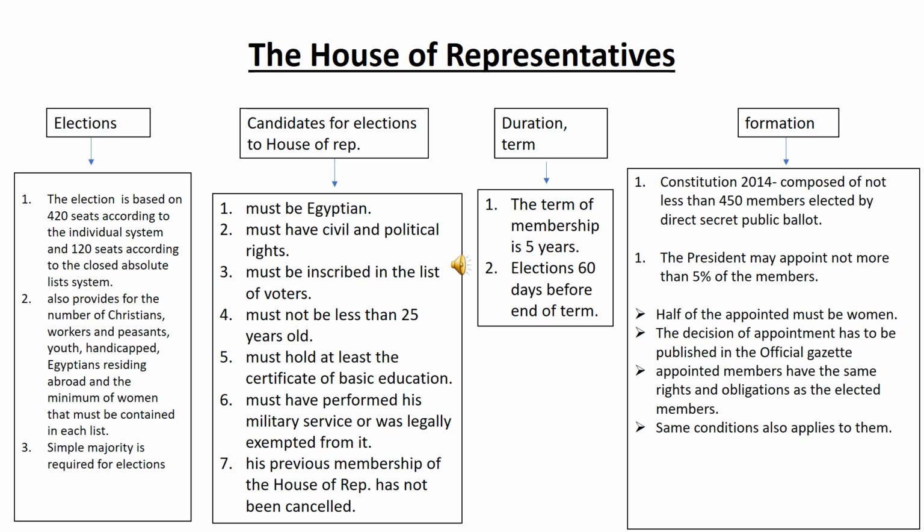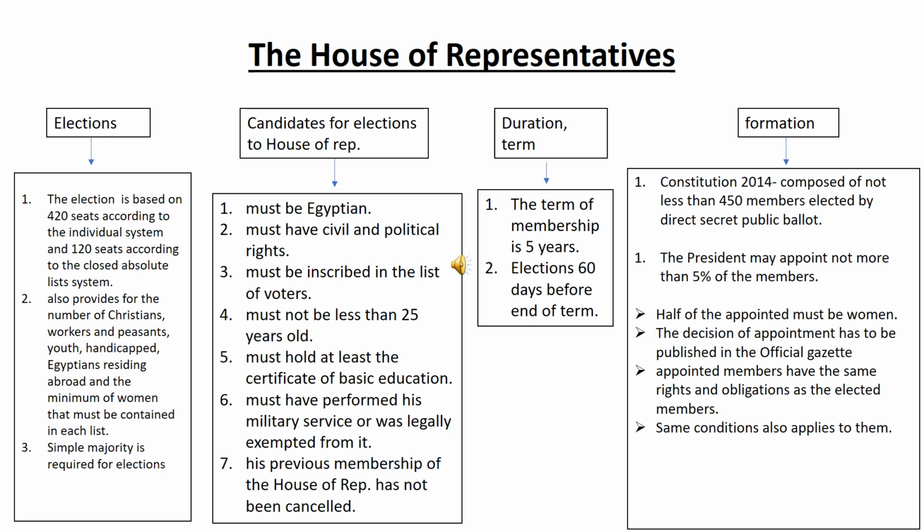Must not be less than 25 years old. There is a condition related to the minimum age of the candidate, and as we are going to notice, if we compare it later with the president, here the youth are going to be encouraged. This is why 25 years old is a condition here. Must hold at least the certificate of basic education, must at least fulfill a certain condition related to his education, and basic education in Egypt is considered up to prep school.